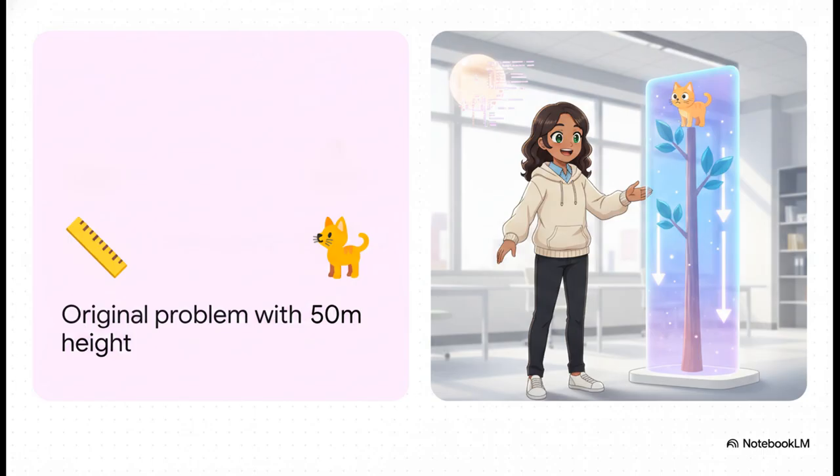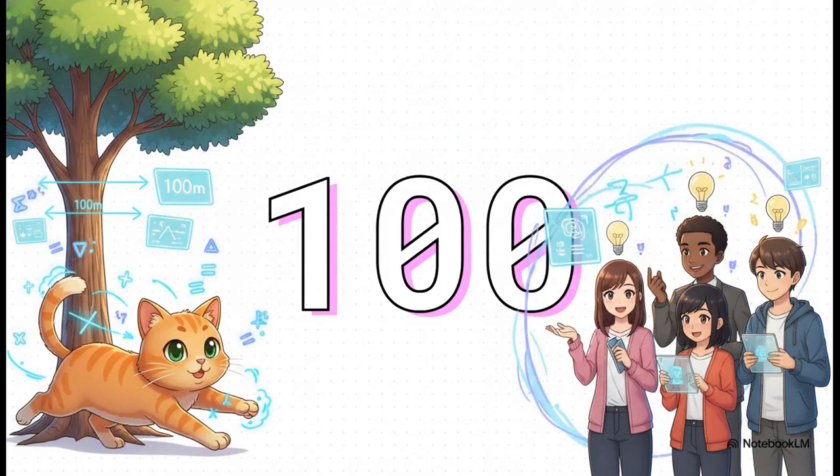Because the AI deeply understands the student's previous blind spot, it generates this brand new puzzle about a cat falling from a tree. It perfectly, and I mean perfectly, tailors the new problem to test their newly acquired knowledge. And the twist here? 100. That's the new height in meters.